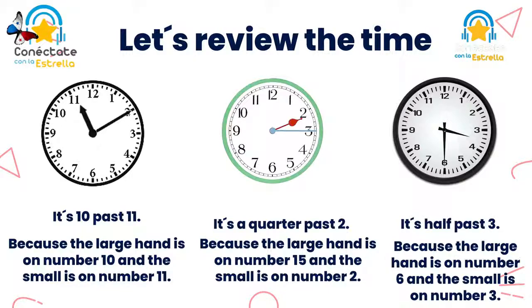And finally, if the large one is at number 6, that means at the middle of the clock, it will be half past, because half of the clock is past already. So it will have the small one at number 3 and the large one at number 6. It will be half past 3. Wow, what do you think about that, Teacher Tatiana?